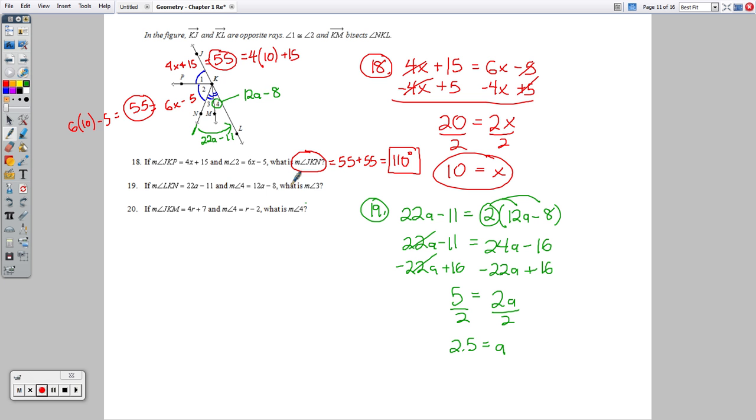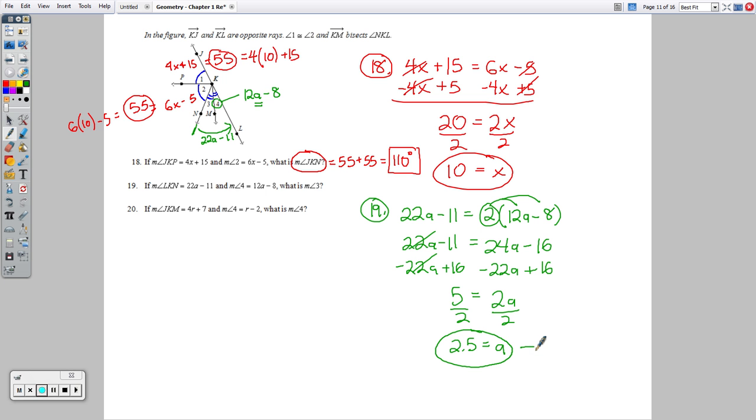So that looks like an important bit of information. However, that doesn't tell me what angle 3 is yet. So I'm going to take this now, plug in A right here, and see what angle 4 is. Once I know what angle 4 is, I automatically know what angle 3 is. They have to be the same based on the fact that that was a bisector for the big angle right there.